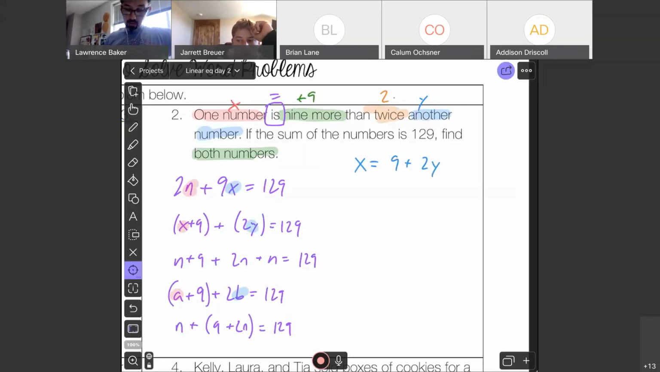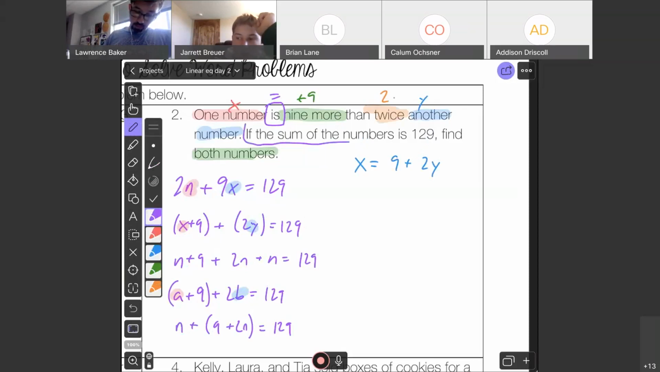I haven't even dealt with this yet. If the sum of the numbers is 129, so what's that all about? What does sum mean? Sum means add the numbers, right? I'm supposed to be adding, in this case, x and y. I need to add x and y. Well, there's is again. There's my equals. x plus y equals 129.